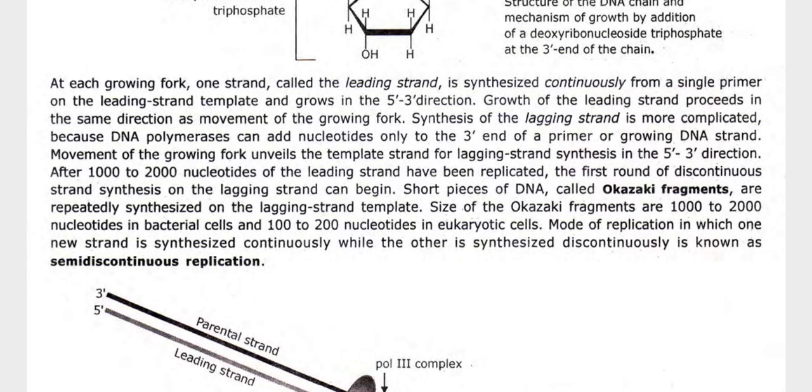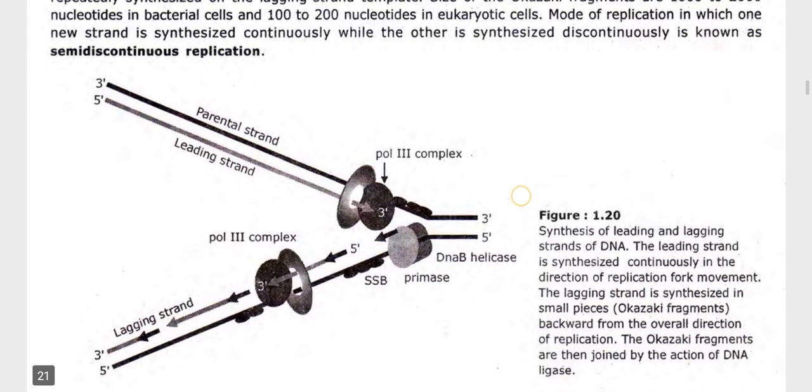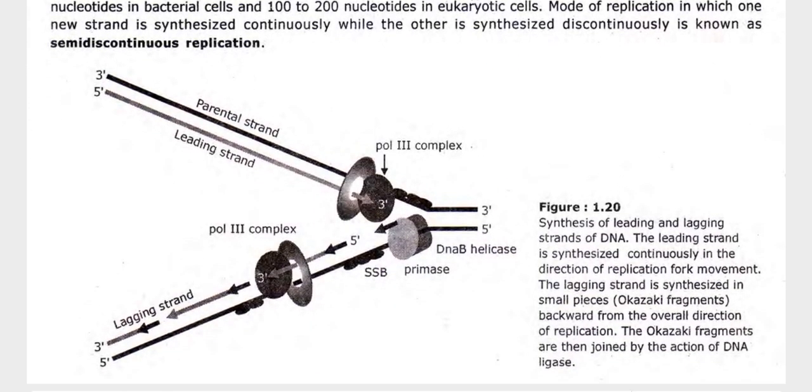Short pieces of DNA called Okazaki fragments are repeatedly synthesized on the lagging strand template. The size of the Okazaki fragments is 1000 to 2000 nucleotides in bacterial cells and 100 to 200 nucleotides in eukaryotic cells. The mode of replication in which one new strand is synthesized continuously while the other is synthesized discontinuously is known as semi-discontinuous replication. Parental strand, leading strand, Pol III complex, DnaB helicase, SSB, primase, lagging strand.